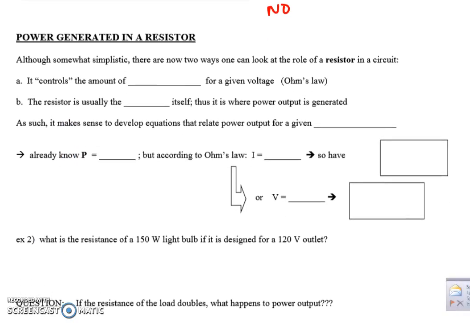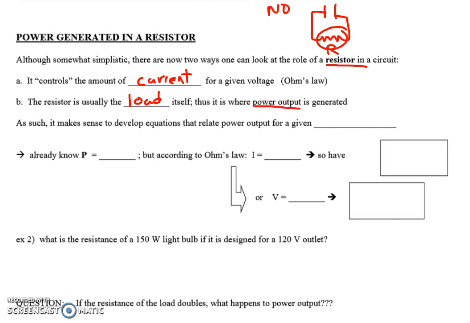All right, lastly, in a few minutes I want to start on power generated in a resistor. If we again draw a schematic, I have an input of energy, I go through a load that we can now call a resistor R, and I deliver a certain amount of power, and the power is developed here. So it makes sense to develop an equation that tells us the power output of a device based on its resistance. That's not a hard derivation to do. Although somewhat simplistic, there are two ways you can look at a resistor in a circuit. It controls the amount of current. If I want very little current in a circuit, I put a high resistance in it. If I want a lot of current, I have low resistance. The resistor is also usually the load itself, so that's where the power output is generated.